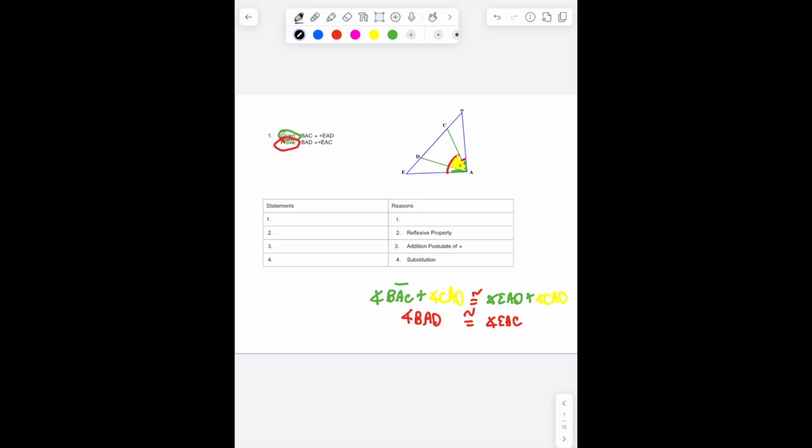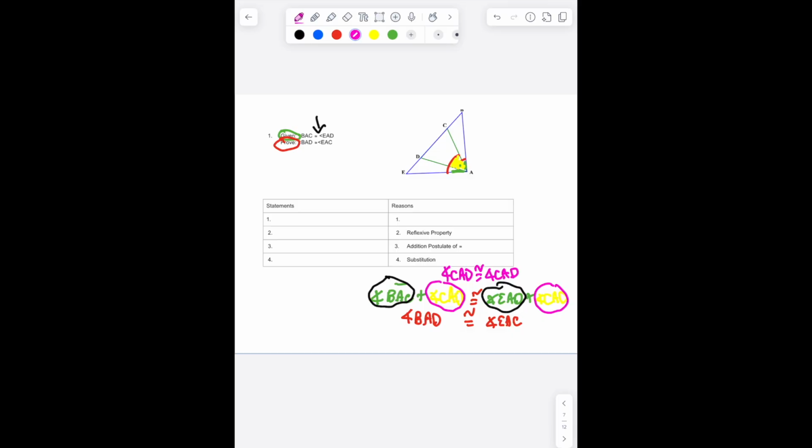Let's check out our addition. So we need to be starting with two congruent things. And that was given. That angle BAC is congruent to angle EAD. And we just need to make sure that we're adding two congruent things. And angle CAD is congruent to angle CAD because it is the same angle. That yellow angle is being added to both to make the red angles. So we can say that angle CAD is congruent to angle CAD due to the reflexive property.